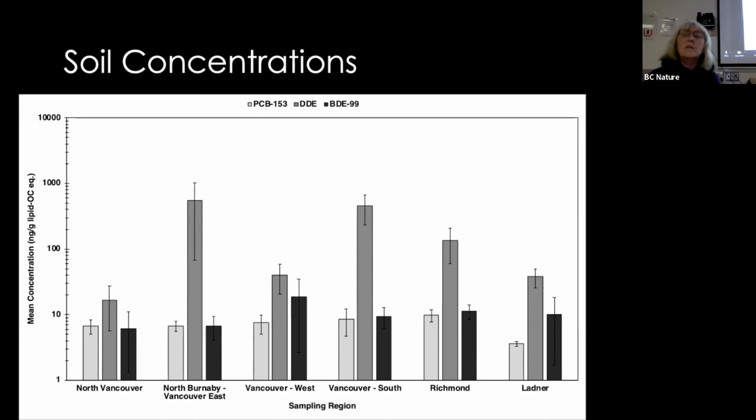Any other questions? So these chemicals are banned, but because they are so persistent, they're still here even when we are not using them. That's right. Yeah. Wow.